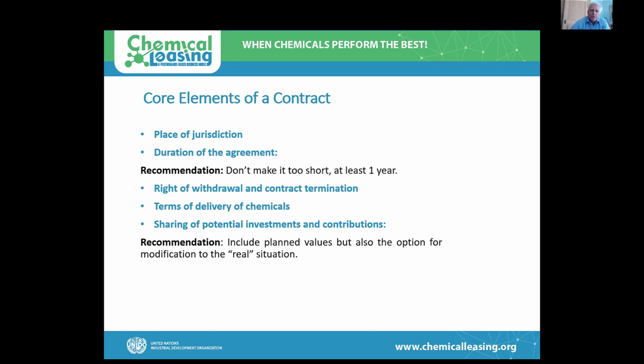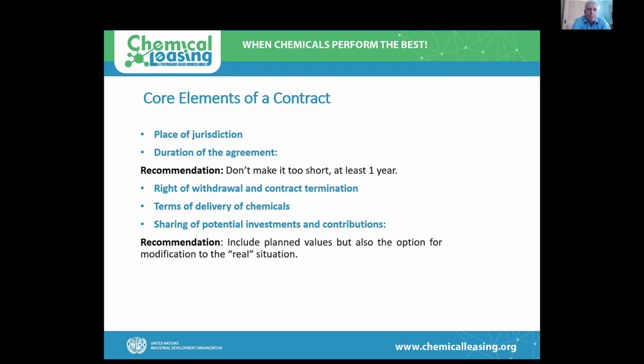Other points for the contract are right of withdrawal and contract termination. So this is up to the partners how they want to define the rules there. Terms of delivery of chemicals, how often, how big is the storage, this should also be there. I will not go into details.